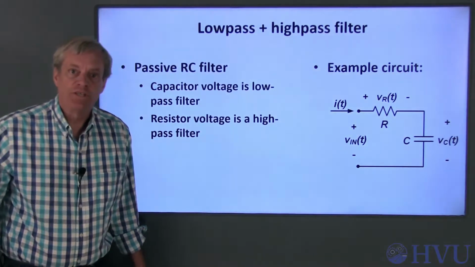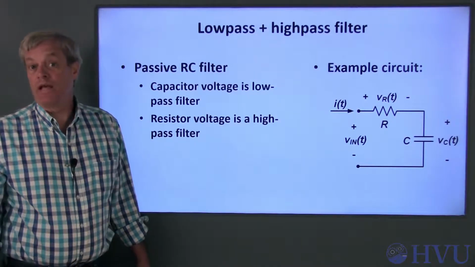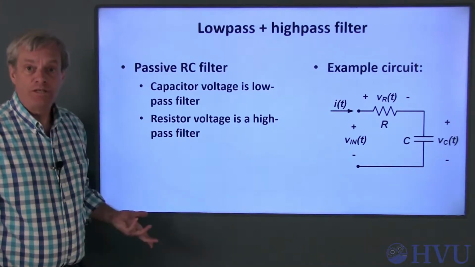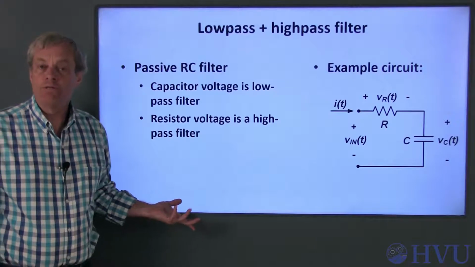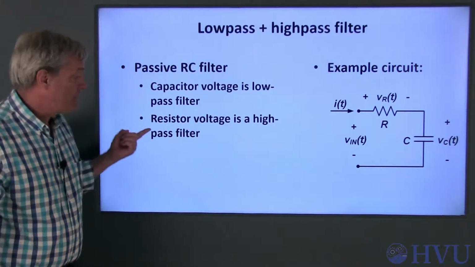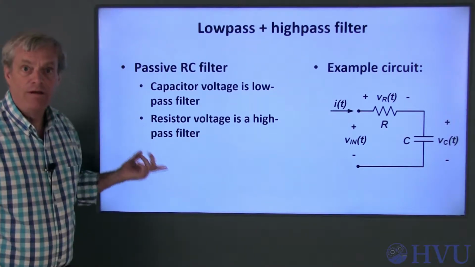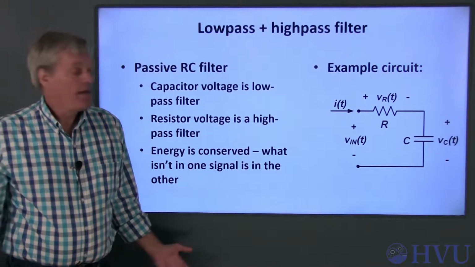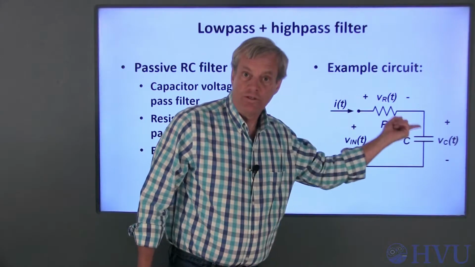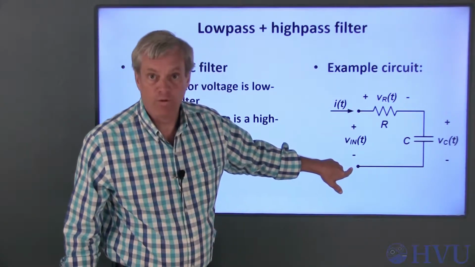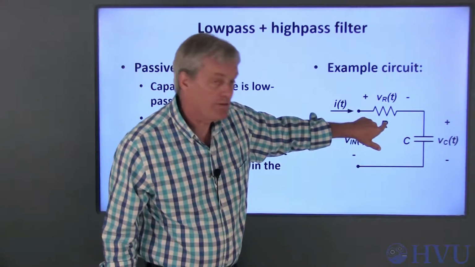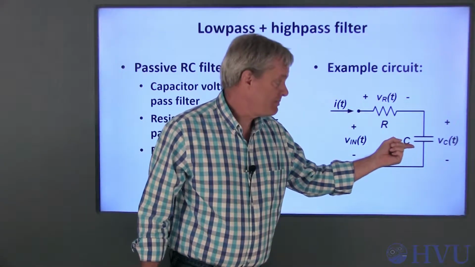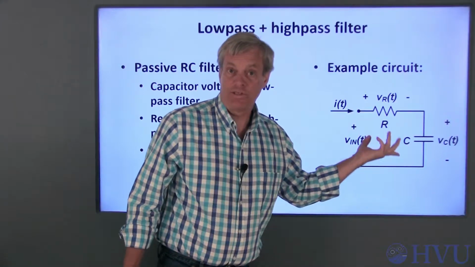The capacitor voltage will be high at low frequencies and low at high frequencies, so it's a low-pass filter. The resistor voltage will be low at low frequencies and high at high frequencies, so that's a high-pass filter. The fact that the resistor and the capacitor play opposite roles makes sense. KVL around this loop says that there's a fixed amount of voltage that's shared between the capacitor and the resistor. If the voltage difference is high for the resistor, it has to be low for the capacitor, and vice versa.